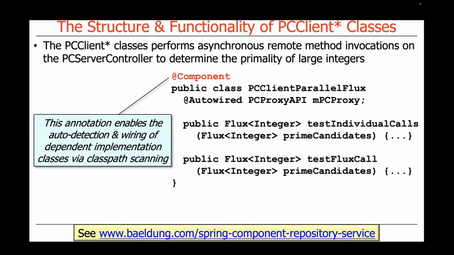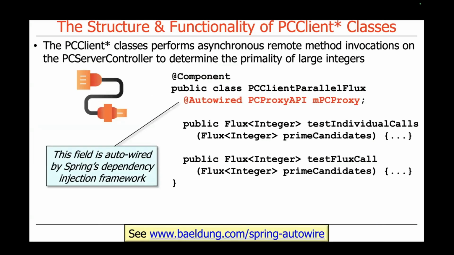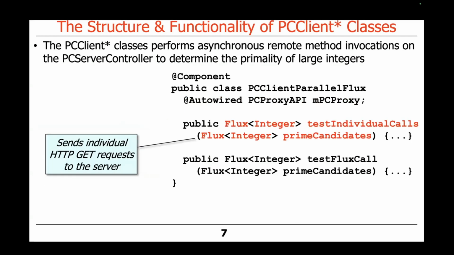We've got a component, so it can be auto-wired together. It's got a proxy, and this proxy is what these methods are going to use to actually make asynchronous remote invocation calls on the server. It's all auto-wired together using Spring's dependency injection framework. Then we have two different methods, one called testIndividualCalls, which takes a flux of integers, and the other called testFluxCall. We'll take a look at testIndividualCalls first.